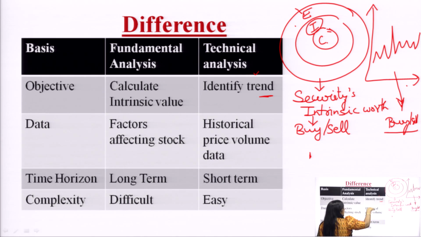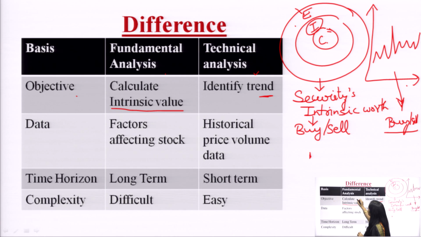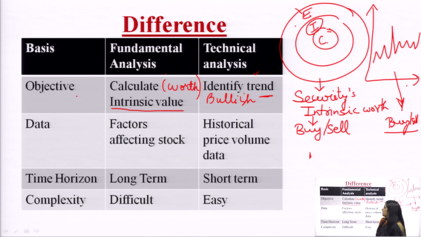So this is the basic conceptual difference between the two terms. Here the objective of the fundamental analyst is to find out the intrinsic value. Intrinsic value is the worth of the security, is it worthy or not. And here the technical analyst's objective is to find out the trend, what is the trend in the market, whether there is a bullish trend or a bearish trend.